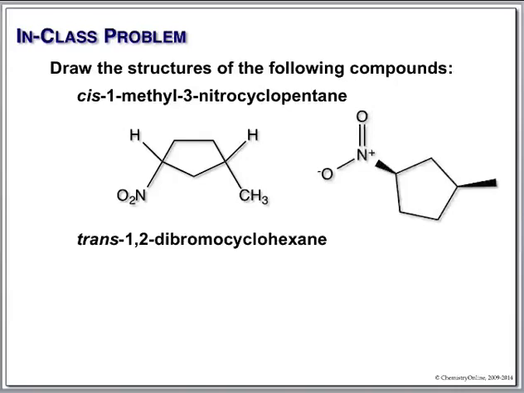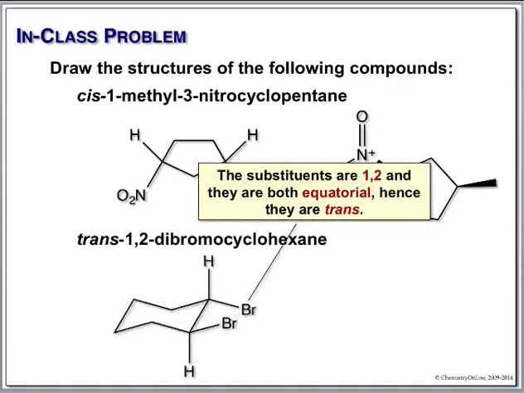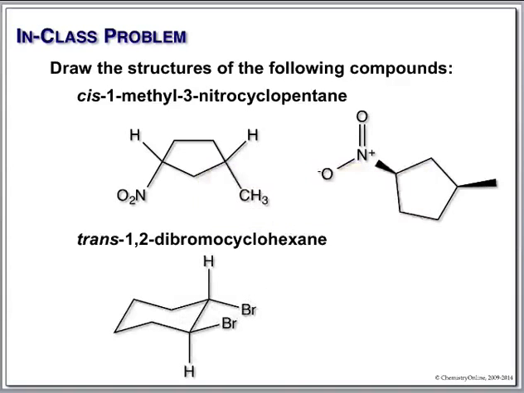And finally, cyclohexane. Draw a perfect chair. Go to carbons 1 and 2, put in axial equatorial bonds. Our stereochemistry is trans, so they must be on opposite sides of the ring. And we want to make them equatorial if we can. One, two, diequatorial. This is going down, this is going up. They're trans. As a wedge bond, six-membered ring, one up, one down.